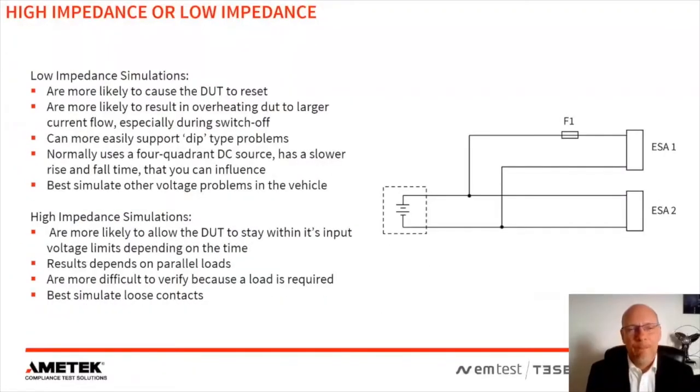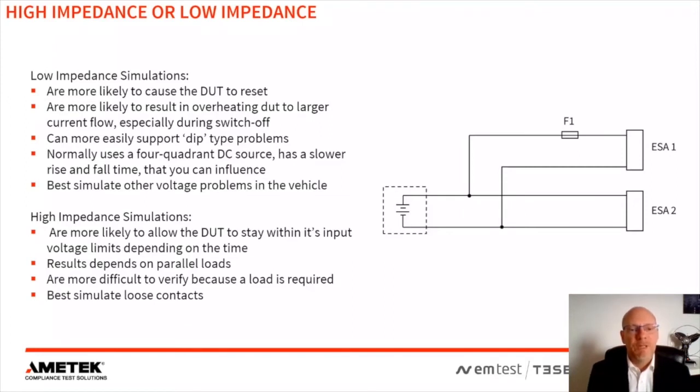So let's take a moment to compare and contrast the 2 different methods. A low impedance simulation is much more likely to cause the DUT to reset over a given time frame, and that's because a low impedance source would discharge the DUT if there's any kind of buffering in the electronic subassembly. There's a good chance that for a high impedance event, the DUT will withstand that. However, a low impedance event will also discharge any capacitance that's in the test setup or in the DUT, and is more likely to cause the DUT to reset.